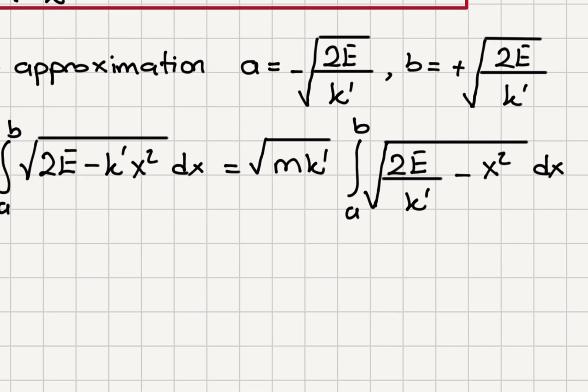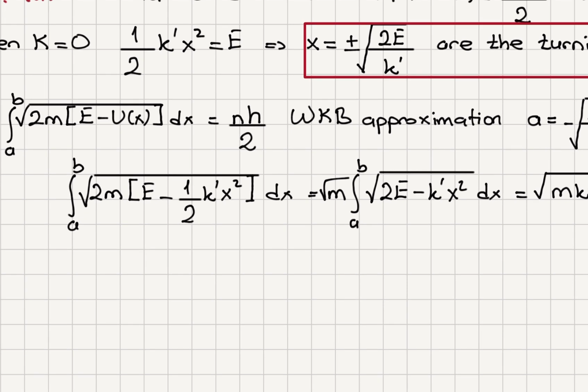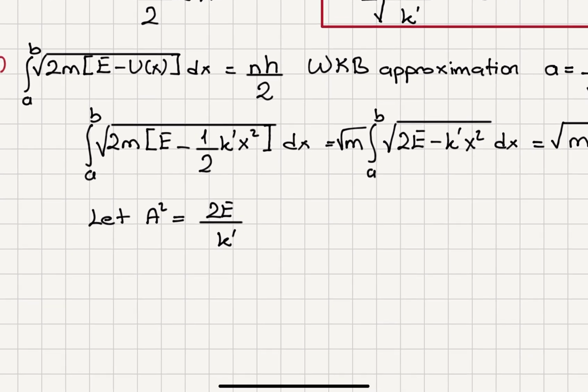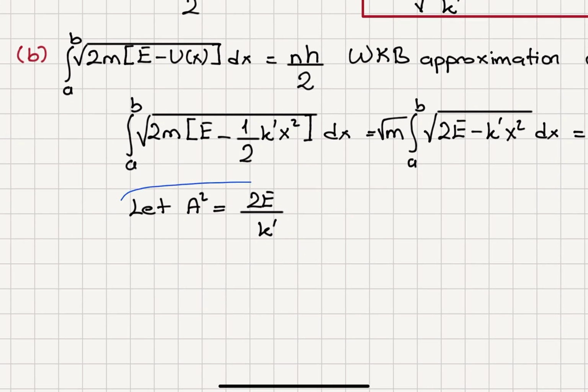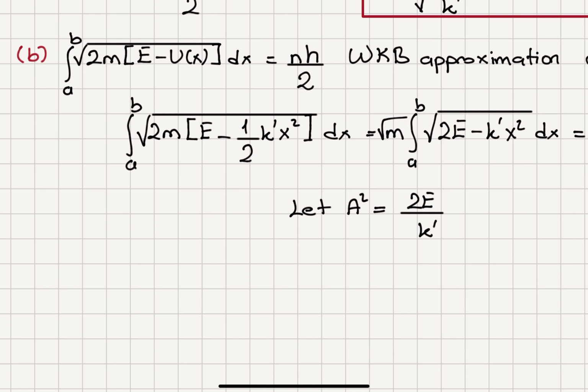All right. Let's call a squared equals 2E over K prime. With that, let's keep this in mind, this integral is going to become the square root of m K prime times the integral from A to B of the square root of a squared minus x squared dx.